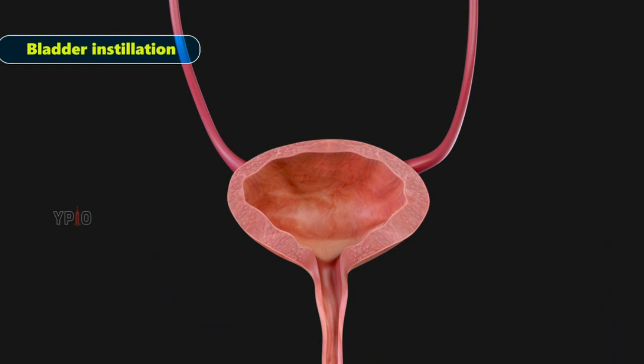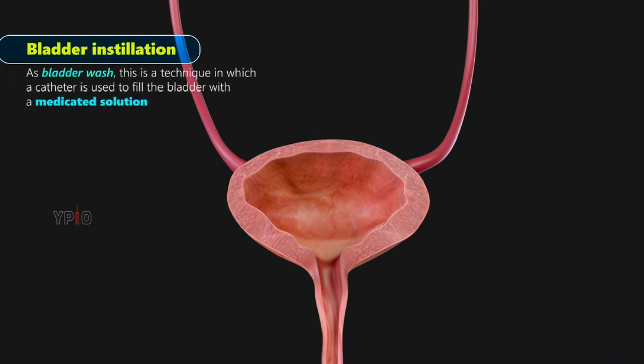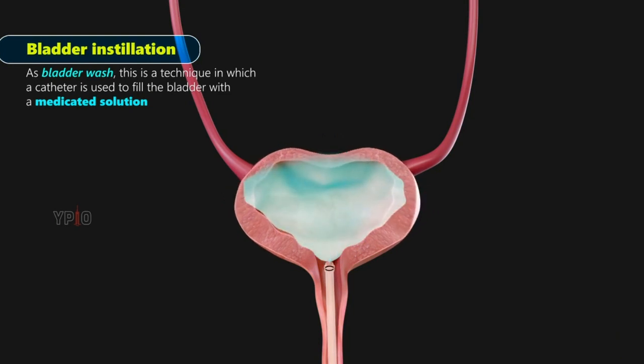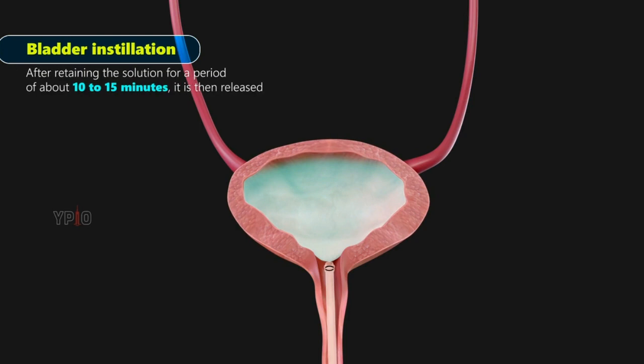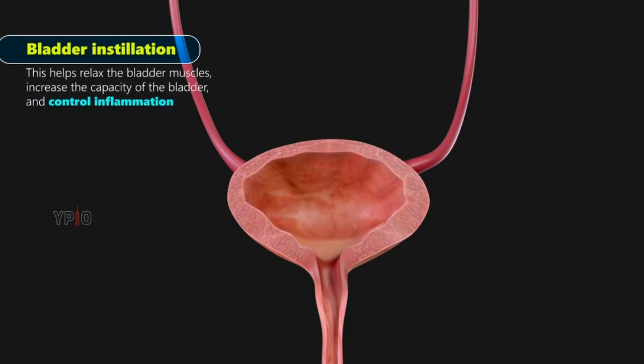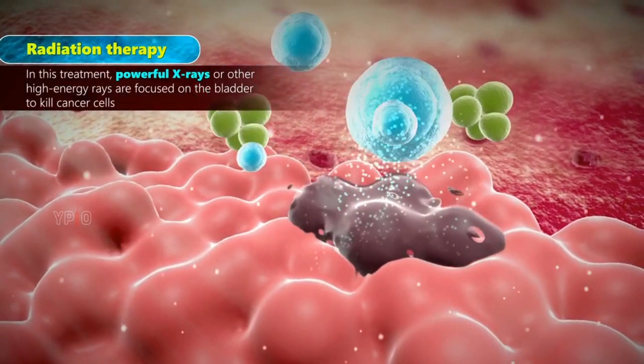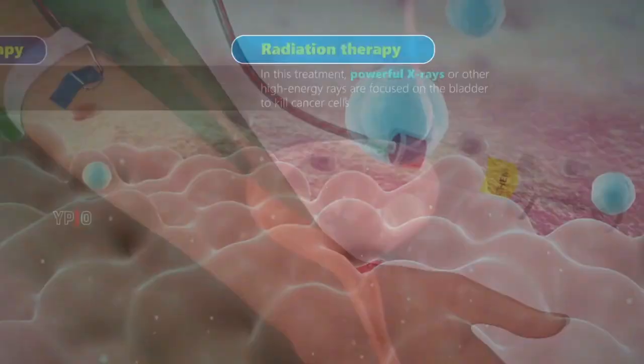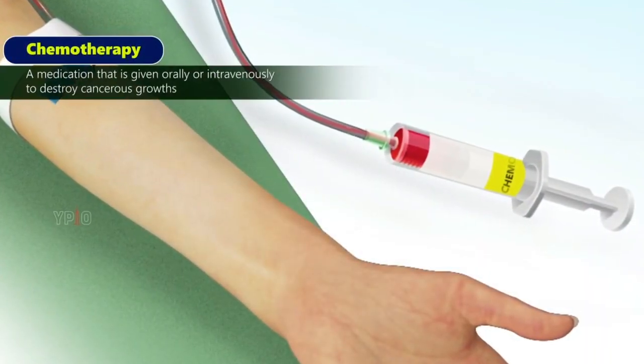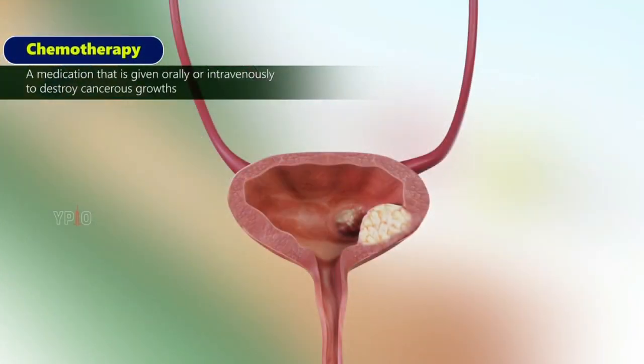Bladder instillation, also known as bladder wash. This is a technique in which a catheter is used to fill the bladder with a medicated solution. After retaining the solution for a period of about 10 to 15 minutes, it is then released. This helps relax the bladder muscles, increase the capacity of the bladder, and control inflammation. Radiation therapy. In this treatment, powerful X-rays or other high-energy rays are focused on the bladder to kill cancer cells. Chemotherapy. This is a medication that is given orally or intravenously to destroy cancerous growths.